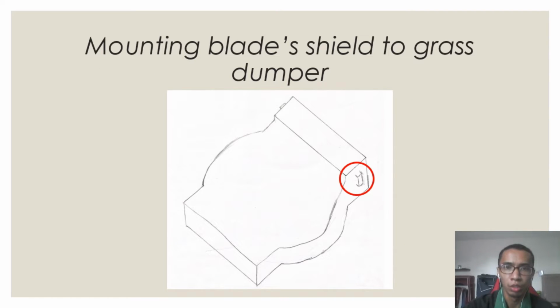The second improvement we make on the lawnmower is the mount of the blade shield to the grass dumper. To make the mount easier, we use a pin at the end of the blade shield and at the end of the grass dumper. This action can aid the user to open and close the grass dumper from the blade shield to throw out the cut grass.